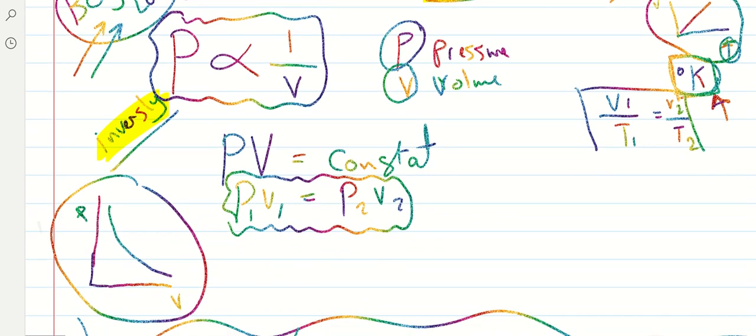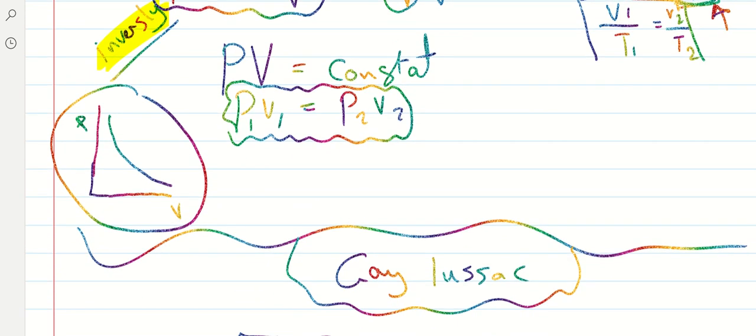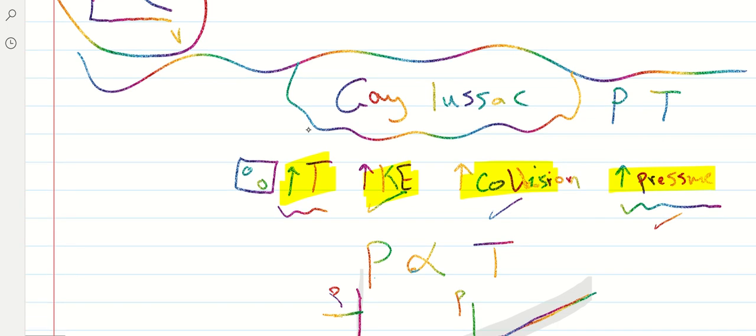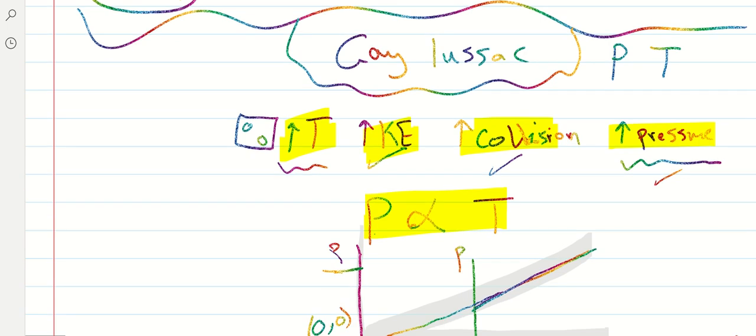Let's go to Gay-Lussac's law, the third law, which represents the relationship between pressure and temperature at constant volume. If the temperature increases, kinetic energy increases, collisions of the particles increase, so of course pressure increases. So there is a relationship between pressure and temperature. Okay, so pressure and temperature are directly proportional. That is perfect.